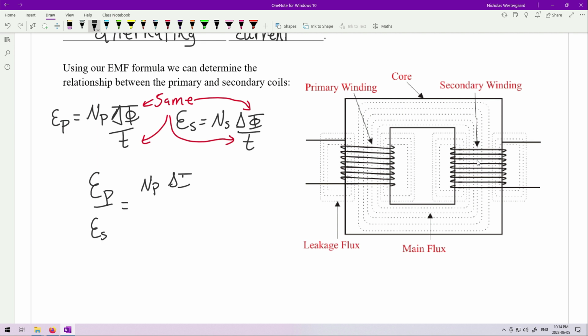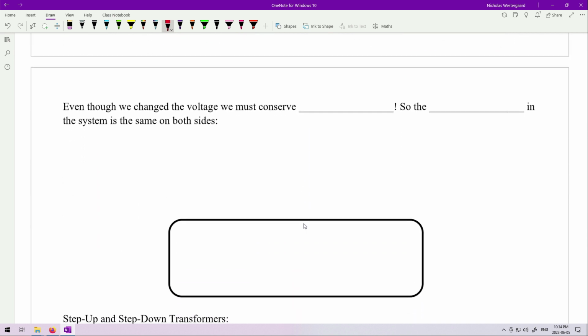N_P, change in flux over time, over N_S, change in flux over time. But since the change in flux and the time are the same, they just cancel out. Huzzah! And so we can see that the ratio of the primary and secondary coil is directly related to the ratio of the EMFs from the primary and secondary coil. So let's get that down in our happy little formula box here. The ratio of the number of coils is directly proportional to the ratio of the EMFs, or the voltages.